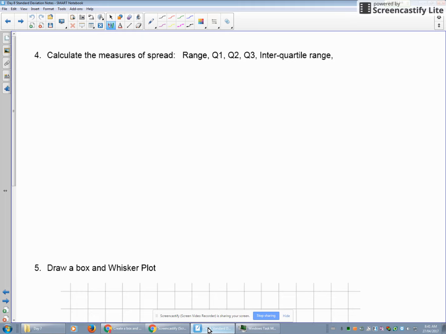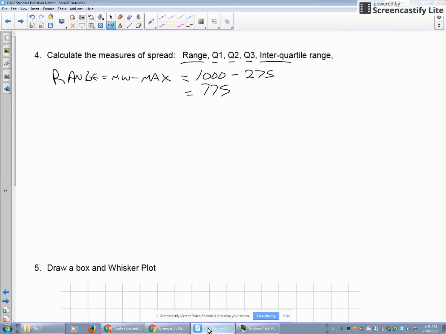All right, so in order to calculate our measures of spread, we want to calculate our range, quartile 1, quartile 2, quartile 3, and finally the interquartile range. So our range is simply our max minus our min. Looking at our data on the previous page, 1,000 was the highest estimate, and the lowest estimate was 275, which generates a range of 775 people at the game.